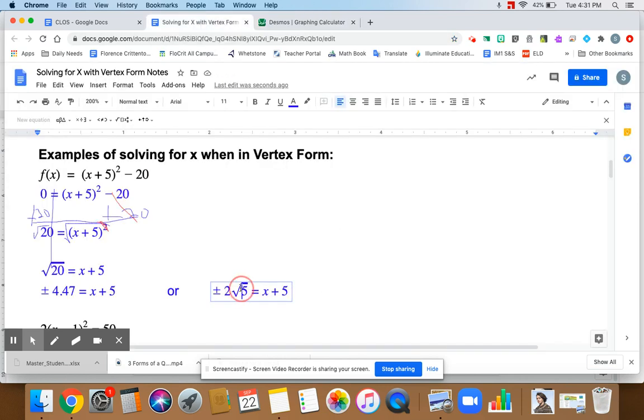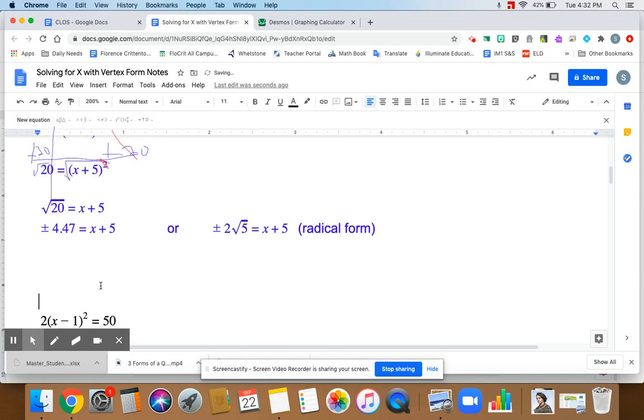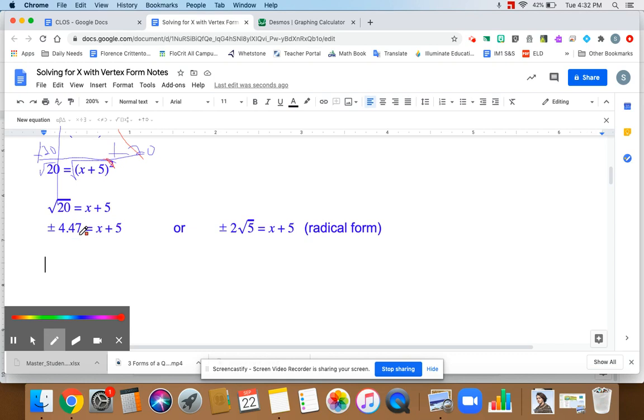It's just, the name of this version is called radical form because you're leaving it as a radical, you're just simplifying it. Versus here, this is like the decimal answer. So I still haven't solved for x because x isn't alone, there's still plus 5. And to finish isolating x, what do I need to do? Minus 5. I'm going to do it to this one too, so you can see the answer in both forms.